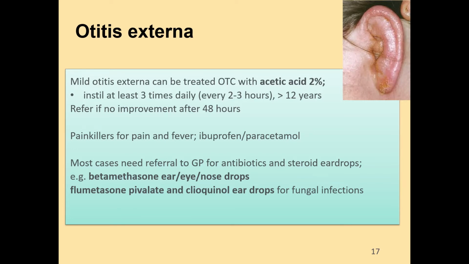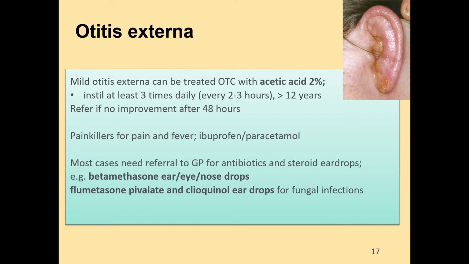Should only be used in children and adults over 12 years. But if it hasn't improved the situation after 48 hours, then the patient should be advised to go to their doctor. Painkillers for the pain and the fever, ibuprofen and paracetamol as appropriate.